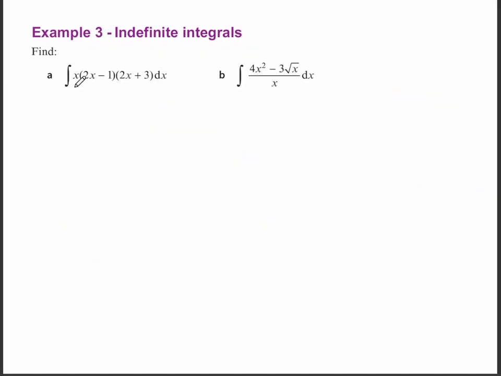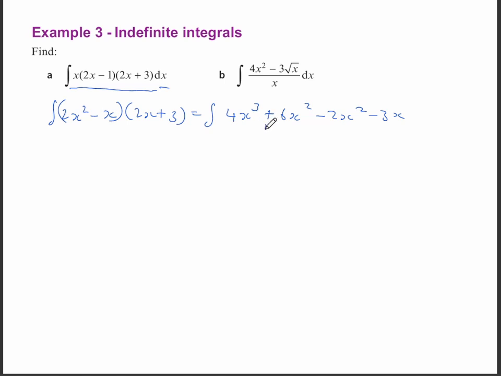Next, we have to find the integral of this thing right here with respect to x. So firstly, we can just expand it and we will get (2x squared minus x) multiplied by (2x plus 3). And that will equal 4x cubed plus 6x squared minus 2x squared minus 3x. Rewriting this, 6x squared minus 2x squared, we just get 4x squared. Then we can integrate this entire thing. And remember, the integral of this entire thing will just be the integral of these individual terms. So we can write this like this with respect to x, obviously.